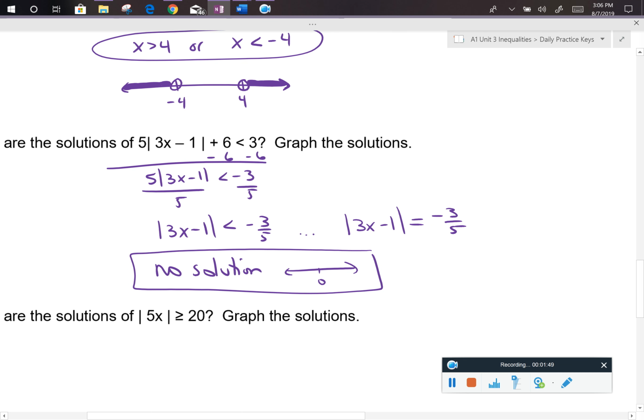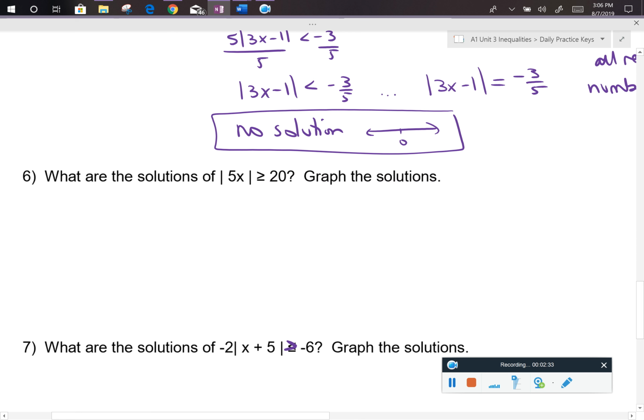Now, just think about a what if, however. What if we had the absolute value of 3x minus 1 is greater than negative 3/5? Now we're saying the distance from 0 is a positive value, and that is possible. My distance is always going to be greater than negative because I'm either going to be right at 0, so my distance would be 0, or I'm going to be a positive distance away from 0. So this would be an all real solutions situation. All real numbers would be my solution. That's not what's going on in this problem, but just to be aware that that is a special case.